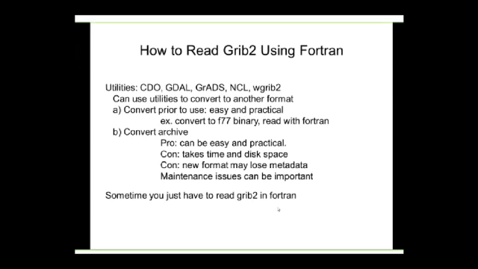Okay. One way is to use utilities to go from grib2 to grib1. You convert the grib2 to grib1 to say F77 binary, and just read it. It's convenient and fast. Another way is to convert archives. It can be easy and practical. However, it takes time and disk space. A new format may lose metadata. For example, going to netcdf, lots of metadata gets lost. And then, of course, there are maintenance issues. You convert to a format you like, and the next person down the road says, why did you do this?